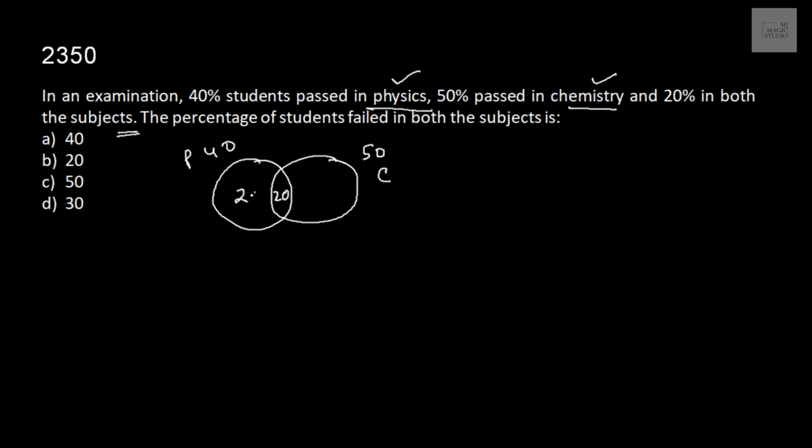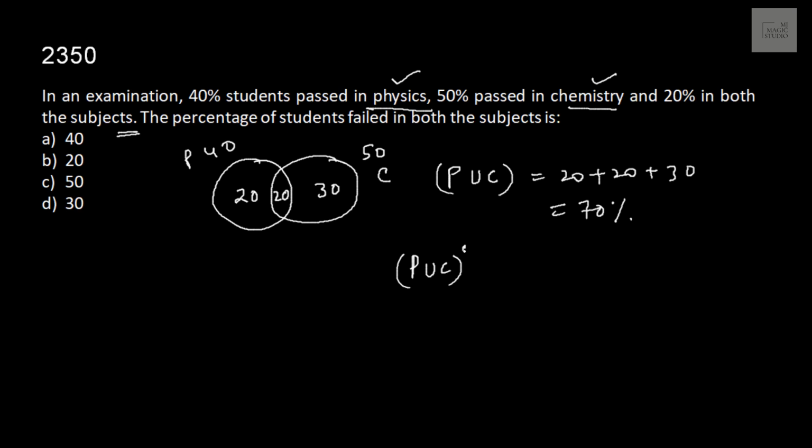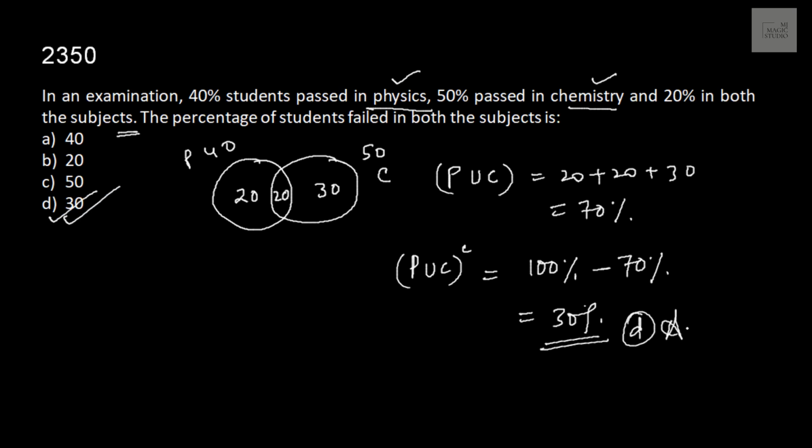That means 40 minus 20 is 20 who have passed in only physics, 50 minus 20 is 30 who have passed in only chemistry. So the total number of students who have passed in either physics or chemistry is 20 plus 20 plus 30, that is equal to 70%. Now we are looking out for the number of students who have failed in both the subjects, that is (P union C) complement, that will be 100% minus 70%. So 30% of the students have failed in both the subjects, and that is in option D. Hence 30%, D, is our answer.